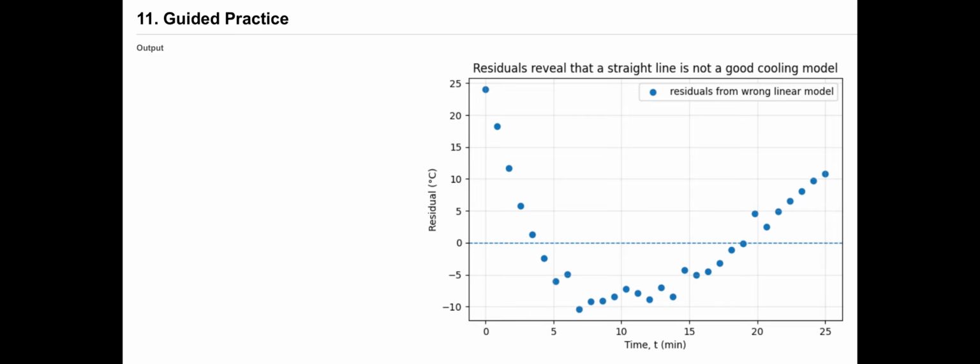This code calculates the residuals for that wrong linear model. When we force a straight line onto an exponential curve, the math will give us a result, but the diagnostic plots will tell a different story. Look at this residual plot. Unlike our previous ones, this has a very clear U shape. The model consistently overestimates in the middle and underestimates at the ends. This pattern is a smoking gun, telling you that a linear model is physically incorrect for this data.